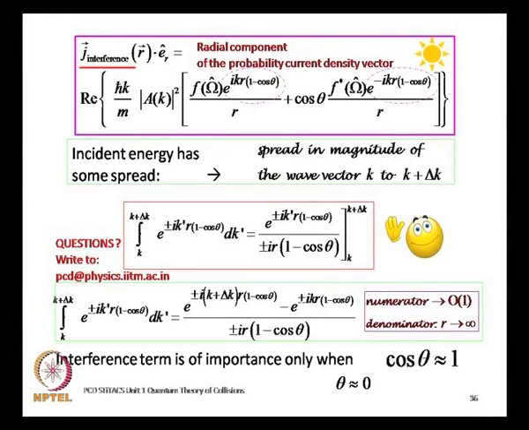There is a possibility that the numerator goes to 0, or one of the terms in the numerator goes to 0. The numerator consists of a cosine term and a sine term, both do not go to 0 at the same angle, right. So, the only term which is of importance for the consideration of the interference term is the term corresponding to a very small angle, when theta is very nearly equal to 0, which is the direction of forward scattering. Okay. So, any question over here?